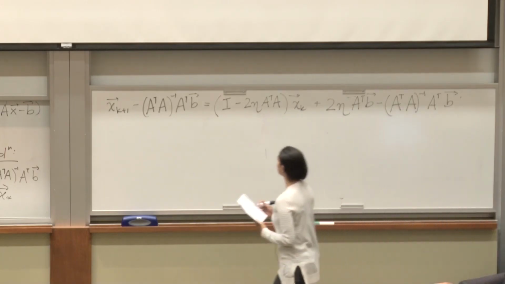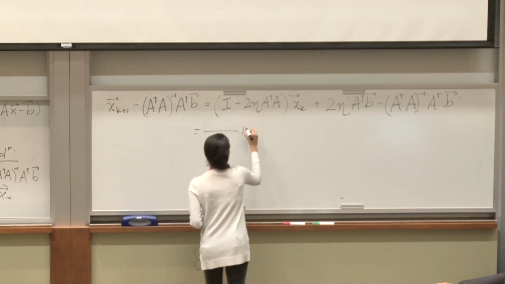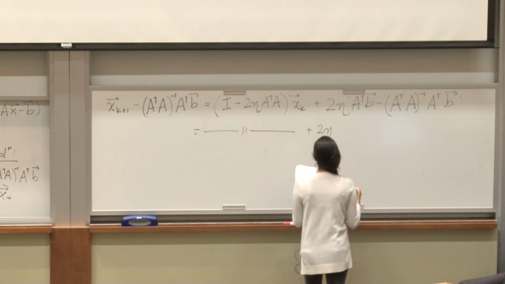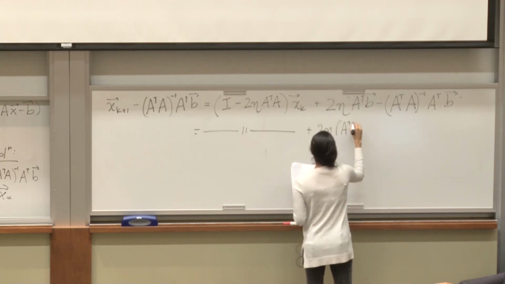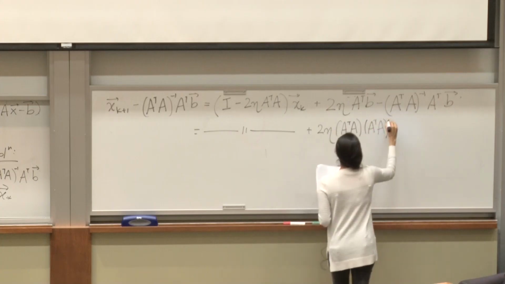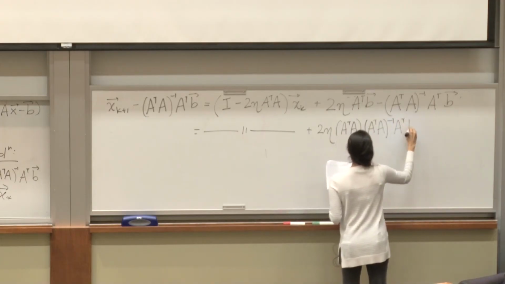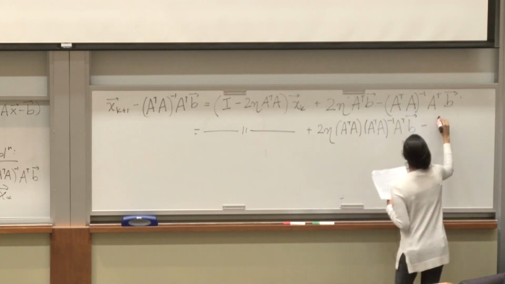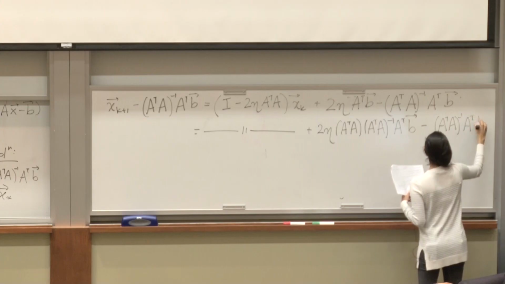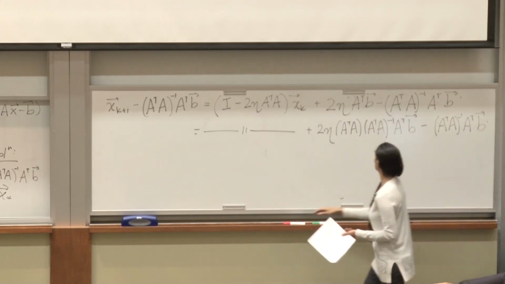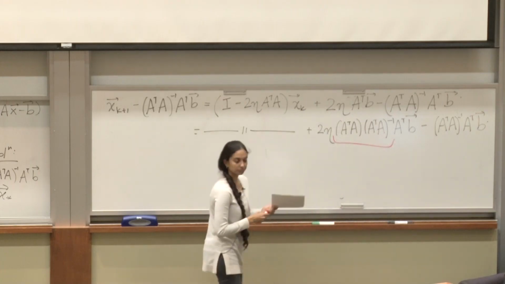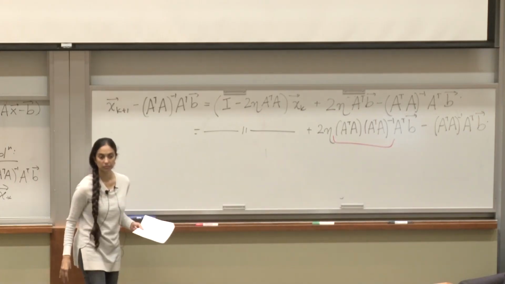So what I'm going to do is copy this and write this as plus 2 eta times A transpose A times (A transpose A inverse A transpose B) minus A transpose A inverse A transpose B. I just inserted this stuff in here. Okay?